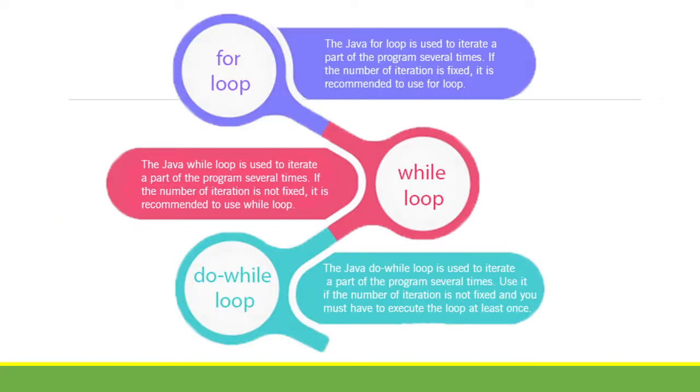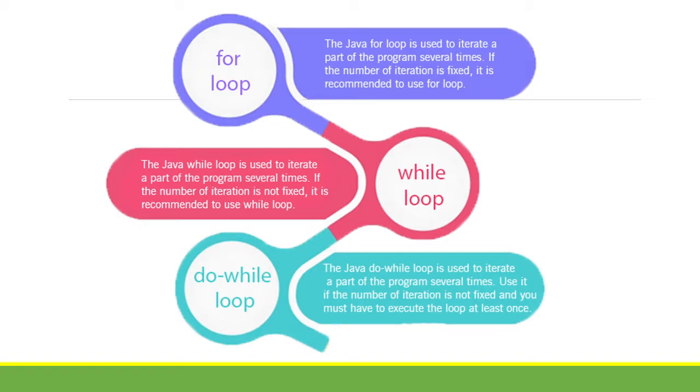Well, for loop, the Java for loop is used to iterate a part of the program several times. If the number of iteration is fixed, it is recommended to use for loops. The Java while loop is used to iterate a part of the program several times if the number of iteration is not fixed. It is recommended to use while loop.